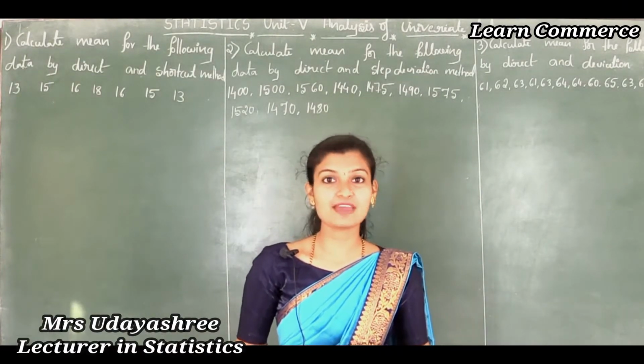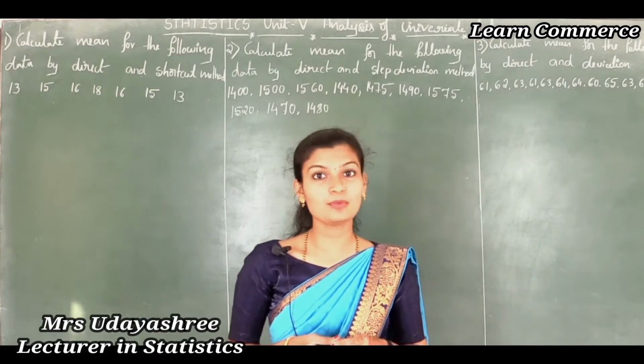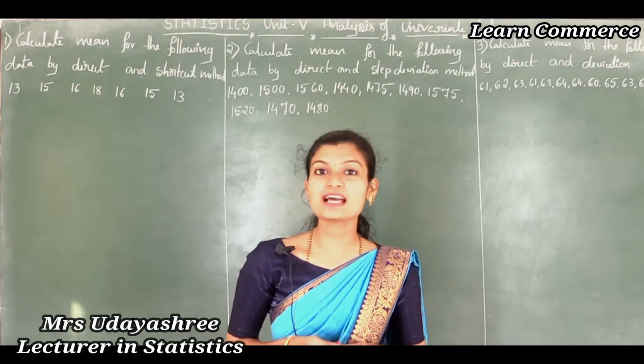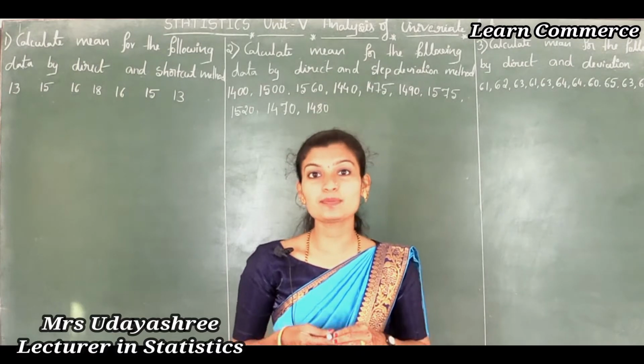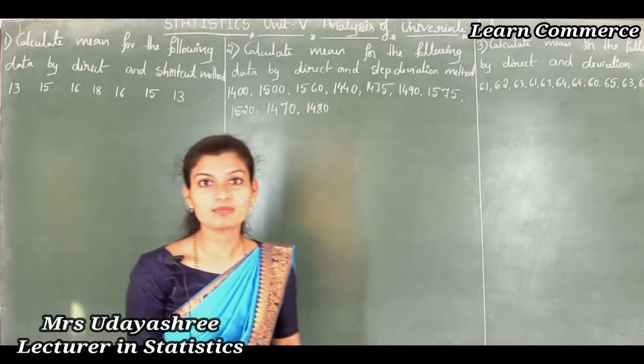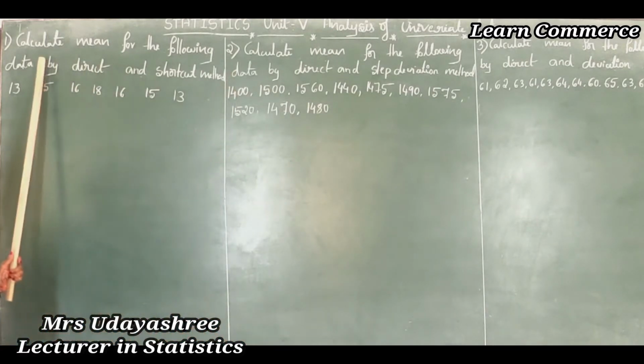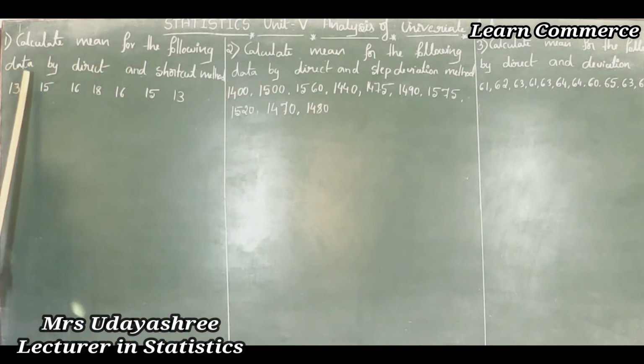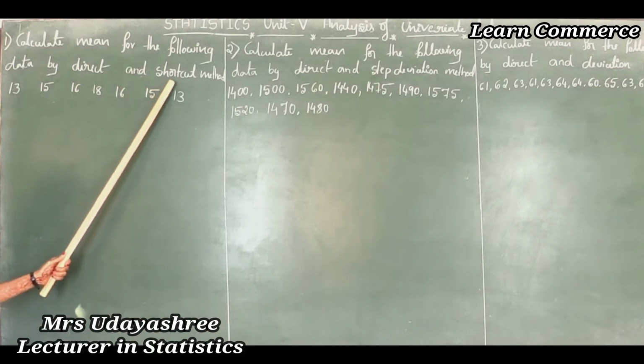In the previous class we had discussed different types of formulas of arithmetic mean. In this class we are going to discuss how to solve problems using arithmetic mean formulas. Let's start with problem number 1: calculate mean for the following data by direct and shortcut method.